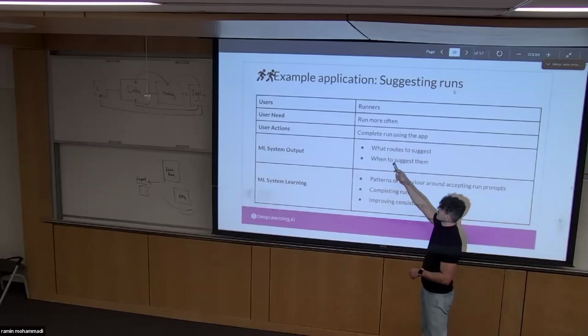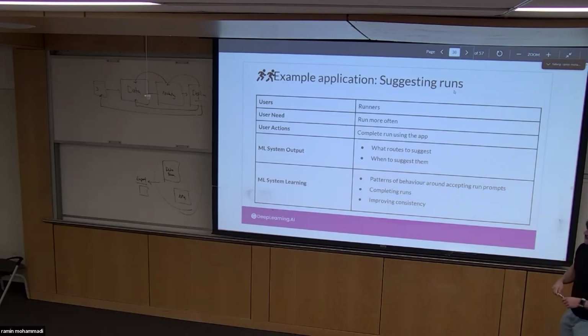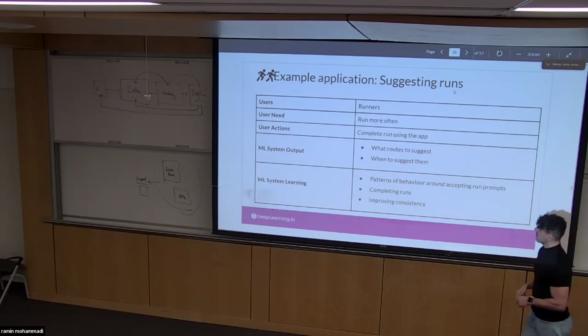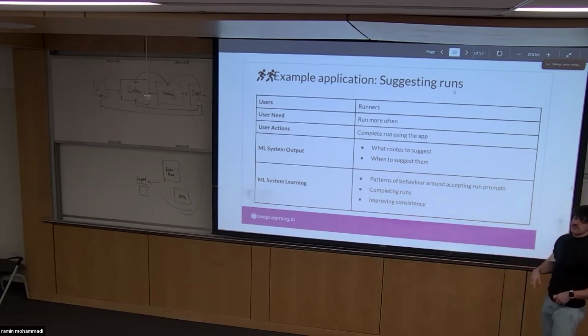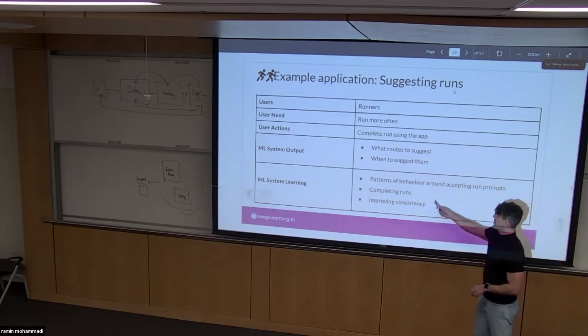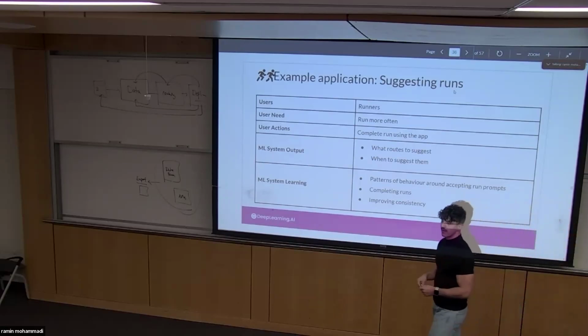User action is that they complete the run using the app. You offer them a running path and they accept it and they complete the run. And what is the output of your ML model? It's what routes to suggest to the user and when to suggest it to them, based on maybe time or weather or something like that. And what's your model learning? It's going to be patterns of behavior around accepting the run. For example, let's say your app suggests to the user, it's a good time, maybe in half an hour, the weather is good, go on a run, right?